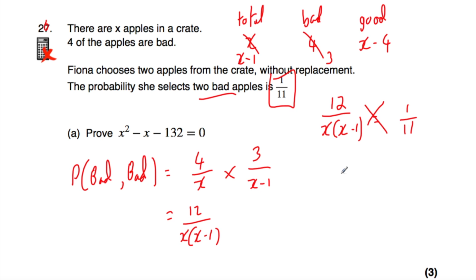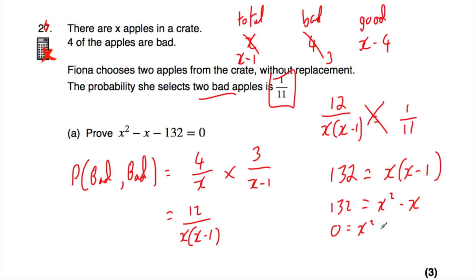So 12 times 11 is 132, and that equals X bracket X minus 1 times 1, so that'll just be X bracket X minus 1. Now we just need to expand this bracket and then bring everything over to one side. If we expand the bracket, X times X is X squared, and X times minus 1 will be minus X, and then that still equals 132. And then if we take 132 away from both sides, we get that 0 is equal to X squared minus X minus 132. And that's it, we've proved what needs to be proven.